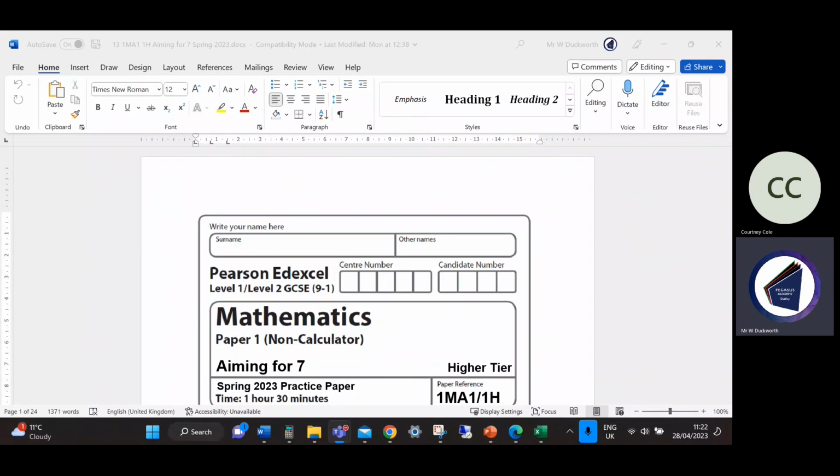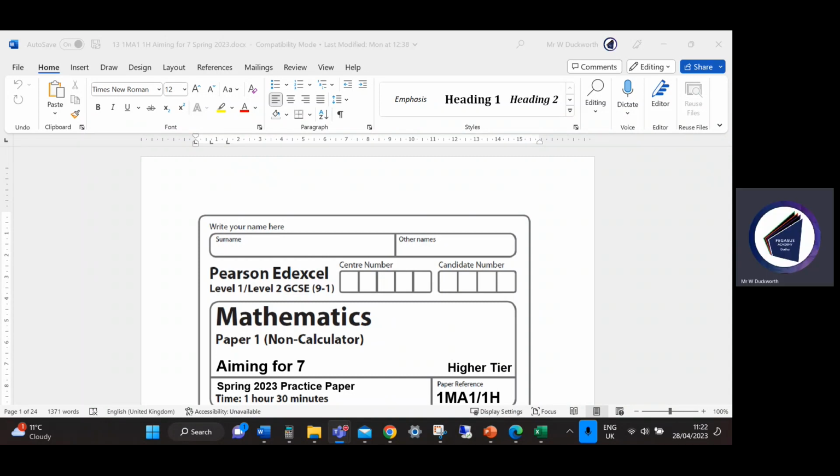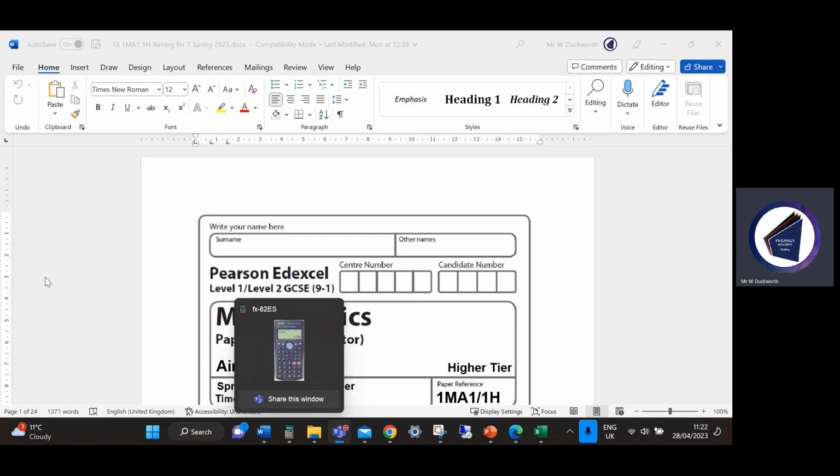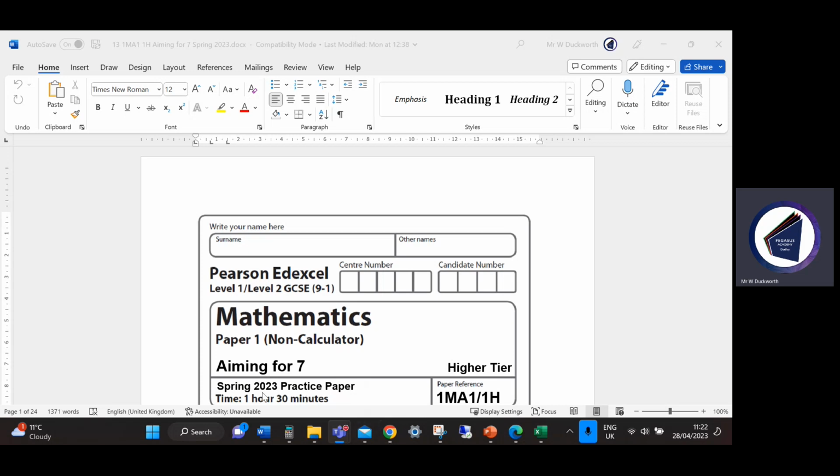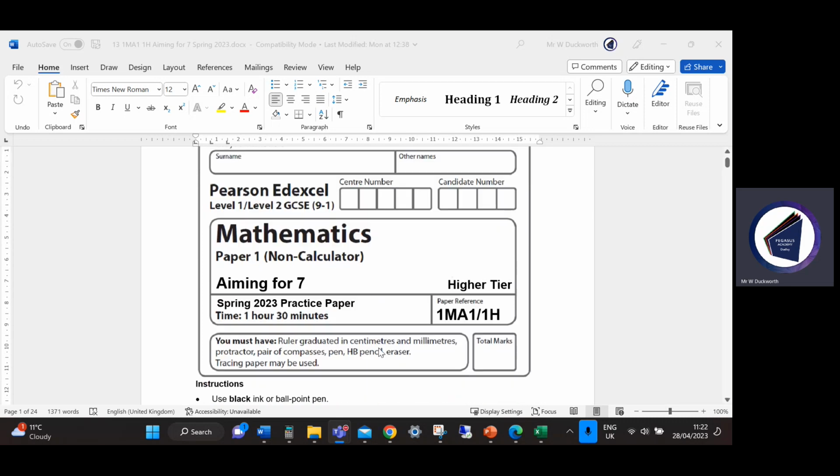Today we're looking at slightly different papers. We're looking at the Aiming for Grade 7 paper. This is from a new release set of papers from Edexcel. This was released a couple of weeks ago. They've dated it spring 2023 and we're in April 2023 at the moment.